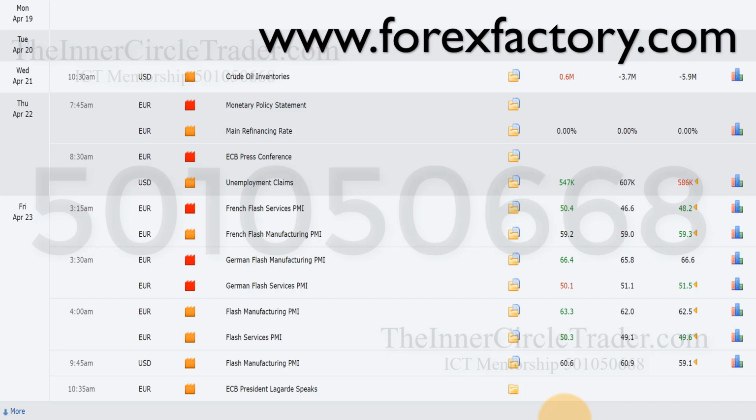This is the entire week of April 19th through April 23rd. Notice there's a vacuum of high impact or medium impact euro news on Monday and Tuesday. You see that? How about Wednesday? Was there any euro news? No. Now Thursday, we come in like gangbusters with a monetary policy statement, which is high impact, and then the main refinancing rate. This is at 7:45 a.m. New York local time, so it's in the New York kill zone. Then at 8:30 a.m., the ECB press conference, high impact.